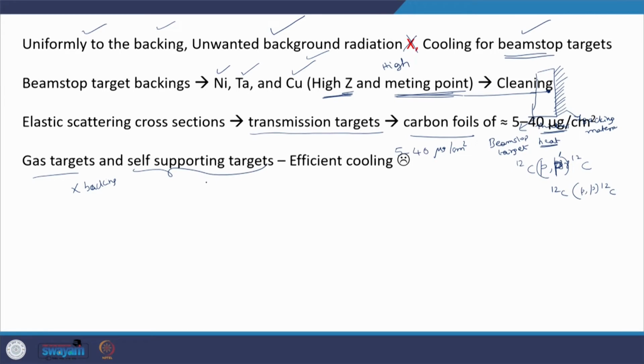Sometimes a self-supporting target also does not require backing, but there is a problem in using it. Of course, we can use it, but we have to remember that if the projectile beam is of high intensity, there is a danger of degradation of the target material, and the heat produced within the target can make it degrade to very low quality, and sometimes it can evaporate. So, there is a problem of efficient cooling when a self-supporting target is used.